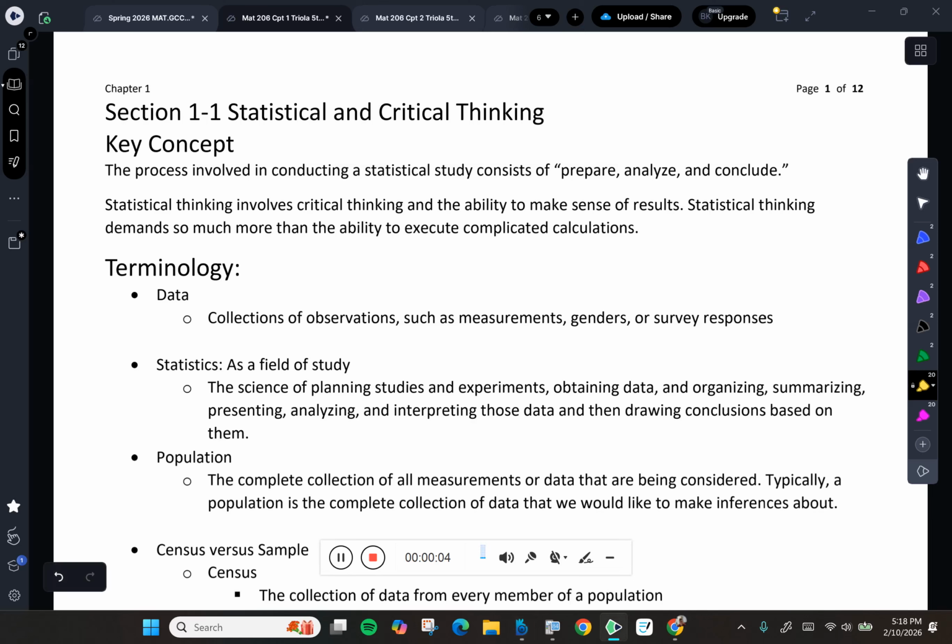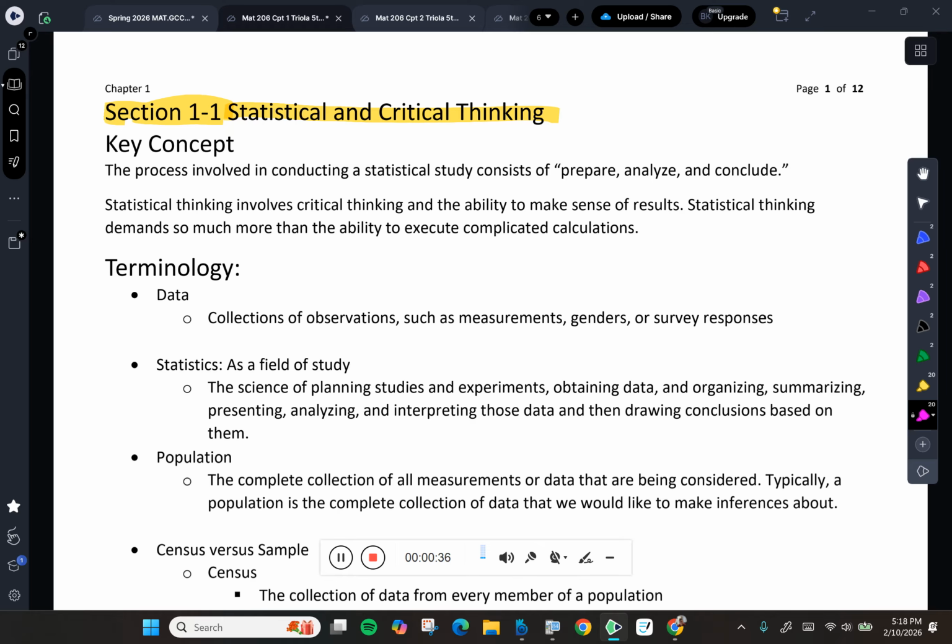Today, we're going to take a look at section 1.1, which is the section on statistical and critical thinking. So basically what's going to happen in chapter 1, especially in section 1, is we're going to kind of lay out terminology and ideas and concepts for what's going to happen in later sections. So we're going to make references to many things that we're going to do later in the course, but just kind of lay out, hey, this is what we're going to be doing. This is how it's going to work. These are how these things are connected together.